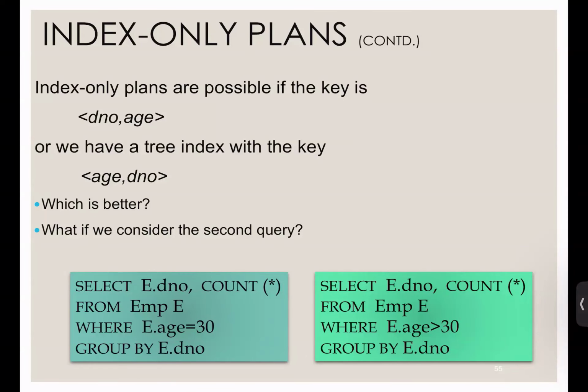Okay, now this one, assuming that you sort of understand how it works. So let's try to think about this. We have two choices, DNO age and age DNO. Which one is better for the left one? In the left part, we want to list out the number of employees whose age equals 30 in each department.